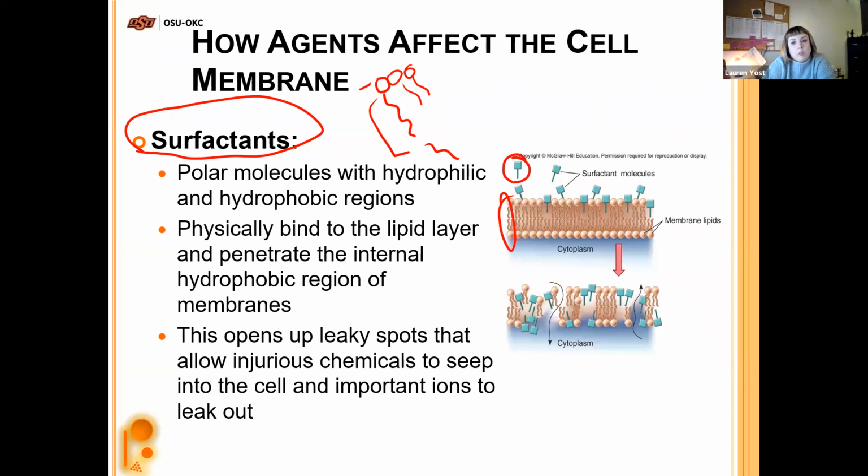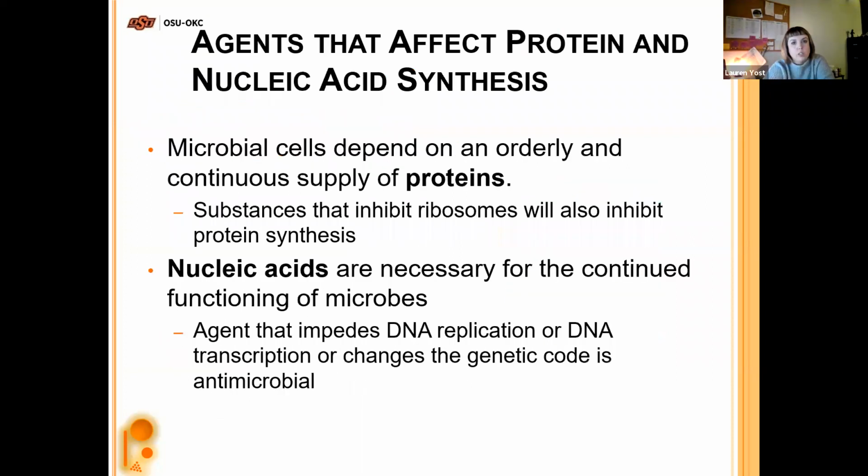The surfactant molecules can mimic that and actually intertwine into it and cause spaces to open up and cause holes in the actual membrane. So that's how surfactants will work. They open up leaky spots, and that's dangerous, like we had just said previously, in those different ways.